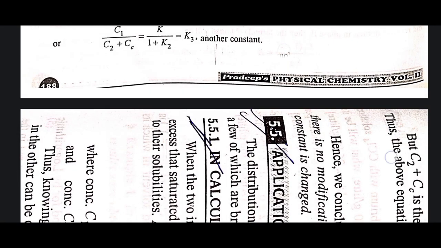But C2 plus Cc is the total concentration of the normal as well as the solvated molecules of the solute X in phase 2. Thus, the above equation in fact implies that total concentration of the solute X in phase 1 upon total concentration of the solute X in phase 2 is equal to constant. Hence, we conclude that when the solute enters into chemical combination with one of the solvents, there is no modification of the distribution law equation except that the numerical value of the partition constant is changed.